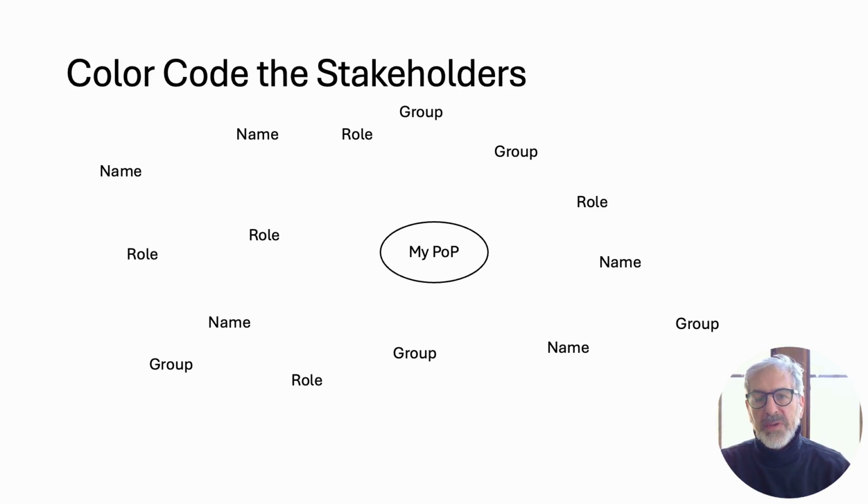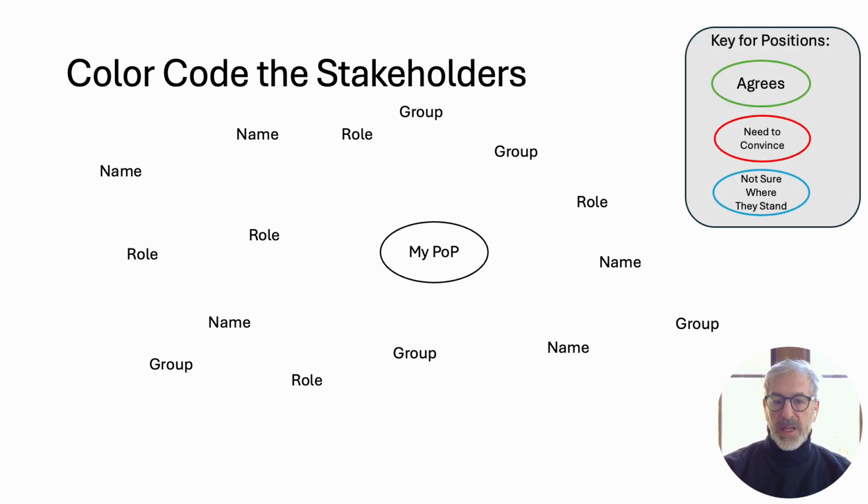So here's where the power mapping gets really pretty interesting. Now that we've identified the different folks who have a role or a stake in this problem of practice or in this issue, now we're going to try to figure out where do they stand on the issue. And so we're going to color code with three colors. Green, the folks who you're pretty sure agree with you, are already on this. They're going to be working with you in a positive way in the resolution of the issue.